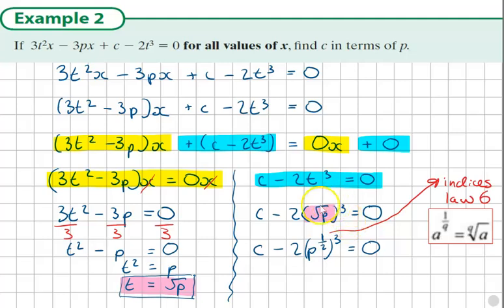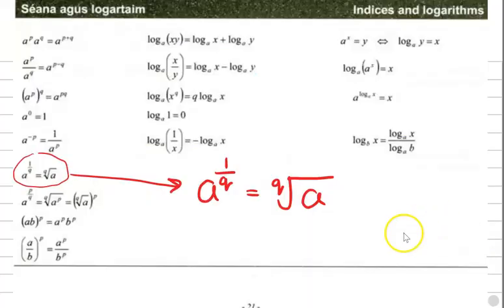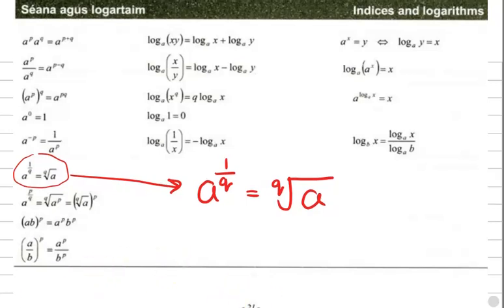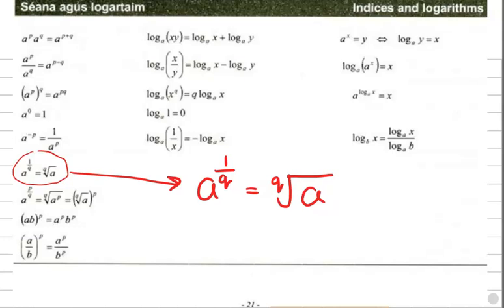Now I'm going to rewrite the square root of p as p to the power of a half. This is our indices law 6, which states that a to the power of 1 over q is equal to the q-th root of a. So this is on page 21 of your formula book. This is our indices and logarithms page. The rule we are using is the sixth one: a to the power of 1 over q equals the q-th root of a.